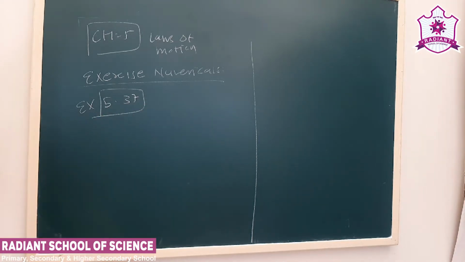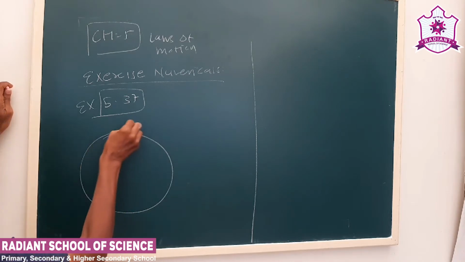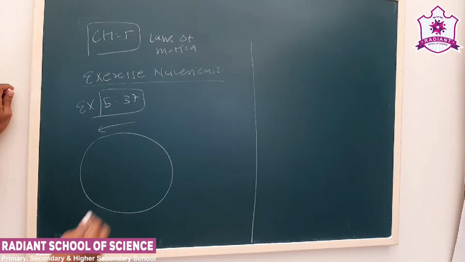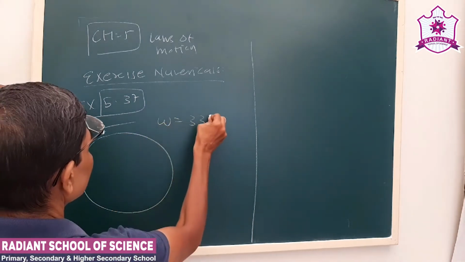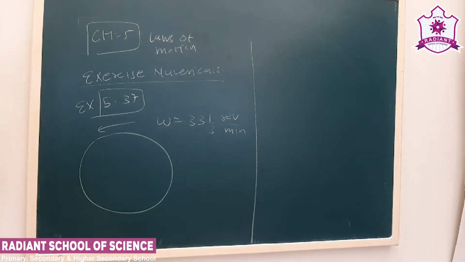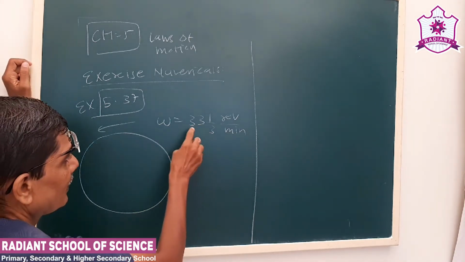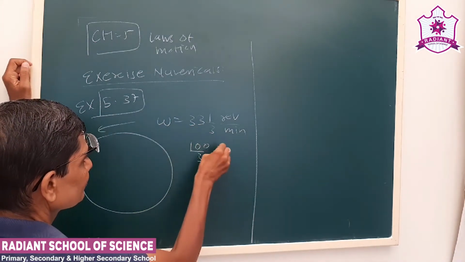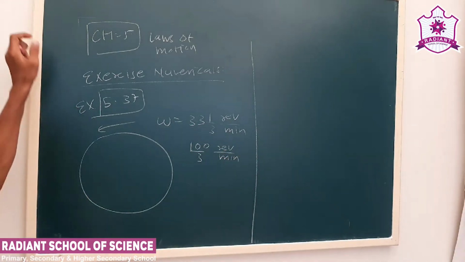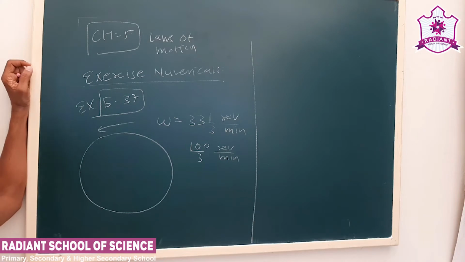Now see, the question says a disc is moving in a horizontal plane with the angular speed of 33 1/3 revolution per minute. If I want to convert it into revolution per second, generally omega is the angular speed, that is in revolution per second.